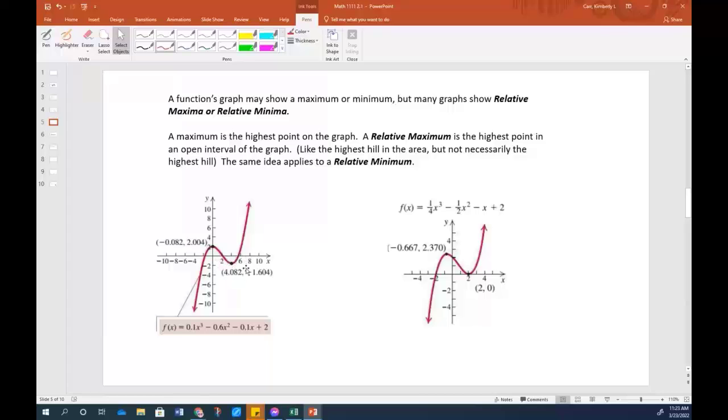It's just lower than the points around it. That's a relative minimum, okay? Now, the reason we're pointing this out is because if I needed to know where this graph turns so I can distinguish between increasing and decreasing, I have to know the x values of those points.